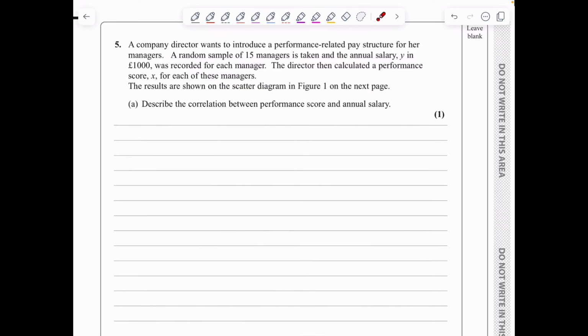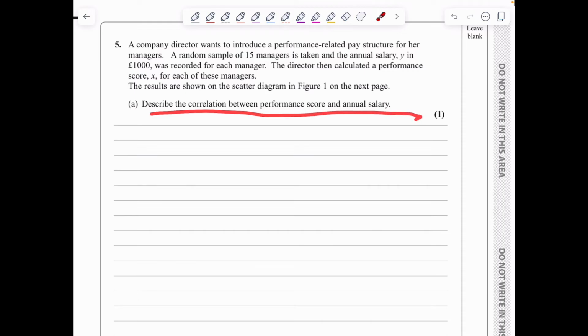In question 5, we've got a company director wishing to introduce a performance-related pay structure for her managers. She took a random sample of 15 managers. We've got their annual salaries Y in thousands of pounds, and she calculated a performance score X for each of these managers. We've got the results illustrated on a scatter diagram, and we need to describe the correlation between performance score and annual salary.